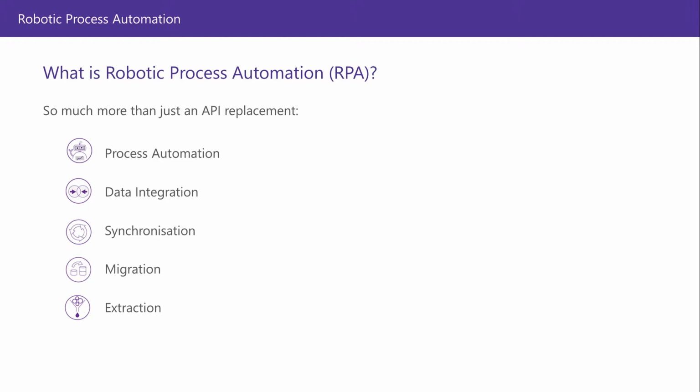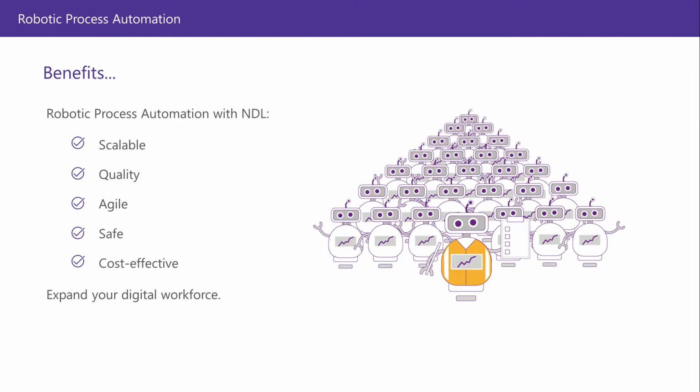So what are the benefits of Robotic Process Automation with NDL? Firstly, it's about scalability. We all want to increase the work we are doing, the number of transactions an organisation can put through, whilst in a position where it's not possible to increase your workforce, or you're in a position where your workforce is decreasing. Automation can help you do that.